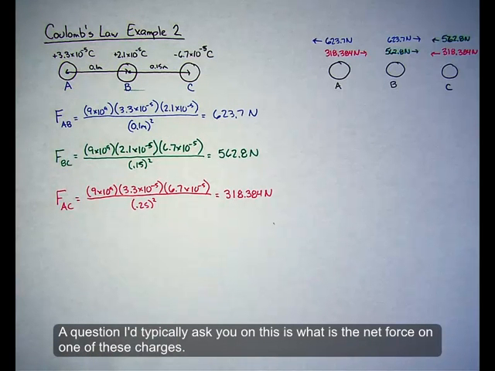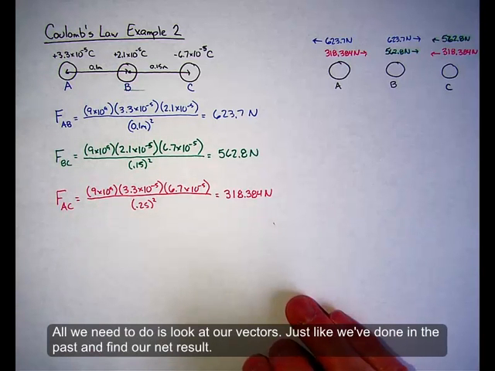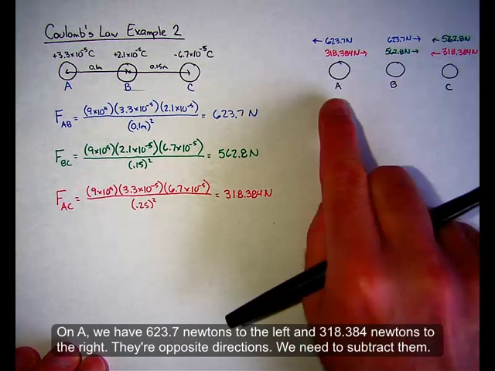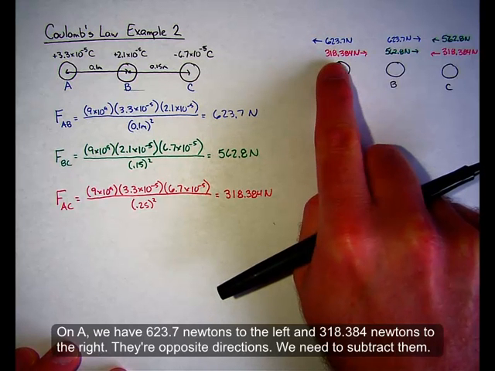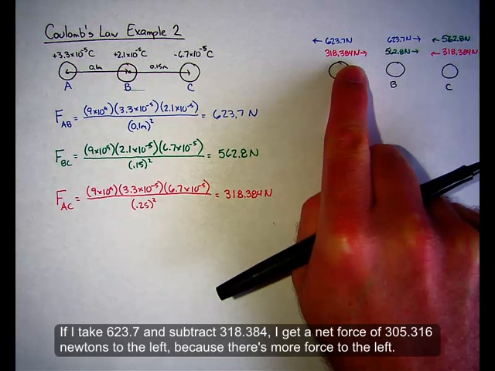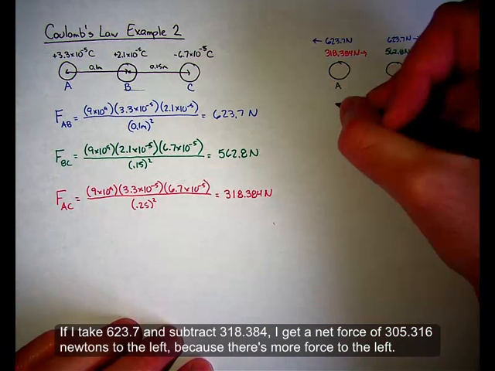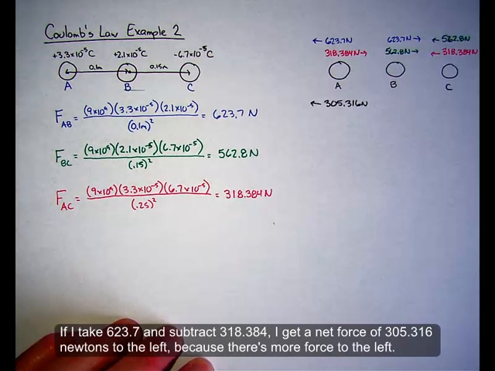So what I typically would ask you for a question like this is, what's the net force on one of those charges? So I might ask you, what's the net force on A, what's the net force on B, what's the net force on C? So all we have to do is look at our vectors, just like we've done in the past, and find our net result. So on A, we have 623.7 newtons to the left, we have 318.384 newtons to the right. So they're opposite directions, we have to subtract them. So if I take 623.7 minus 318.384, I get a net force of 305.316 newtons to the left, because there's more force to the left.